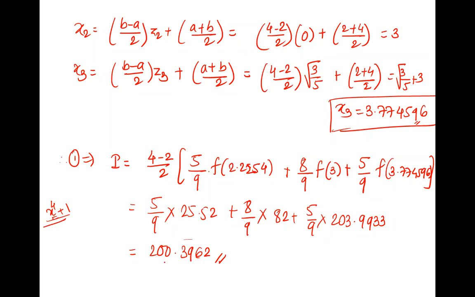Check once. 200.386. Okay, that is also okay because we are ignoring some decimals after the point. So yes, you can get somewhere between 199.99 to 200 point something. It is okay. Everyone is getting?